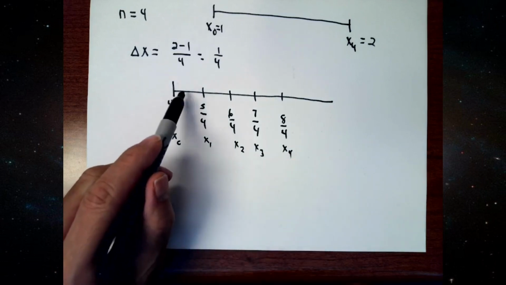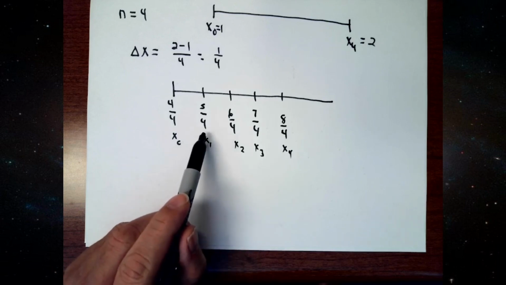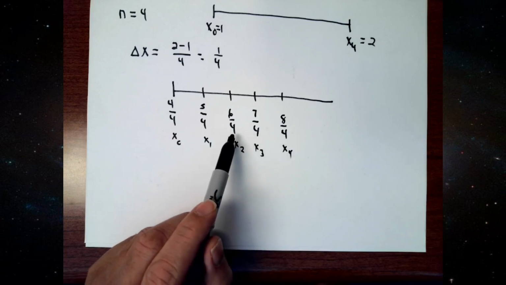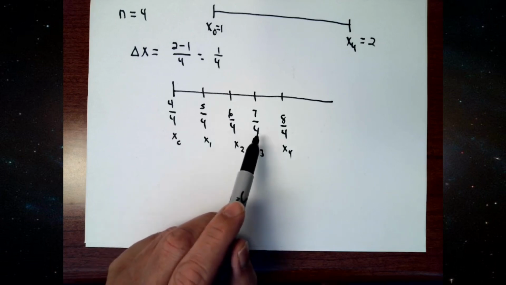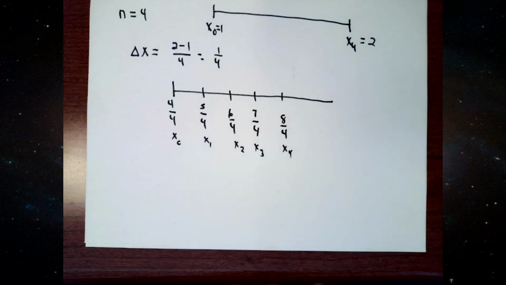I have 1, 2, 3, 4 subintervals, and I'm going to represent the function by the function value at the right end. So I'll calculate f of 5/4 and multiply it by delta x, f of 6/4 times delta x, f of 7/4 times delta x, and f of 8/4 times delta x. This will be my n equal 4 approximation to the integral 1 to 2 of 1 over x dx.